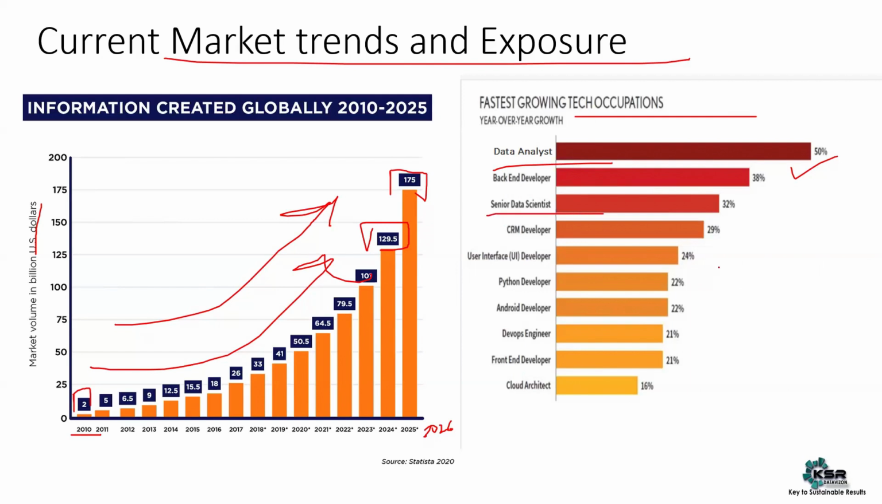If you take a look at senior data scientist, even data scientist is an important role in the current market. But along with data scientist, data analyst opportunities are more frequently available compared to data scientist, or compared to data engineer as well. So the fastest growing tech occupation is your data analyst. The more the data, the more the data analyst opportunities. So if you're learning data analytics, you are always in the market.